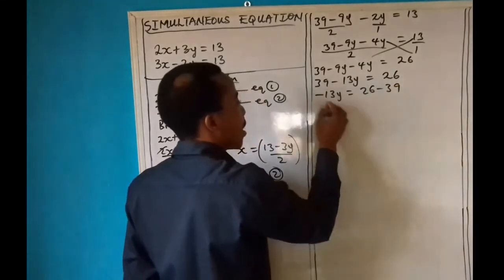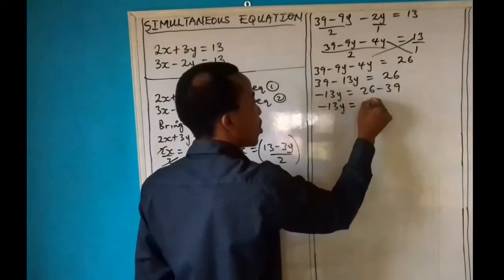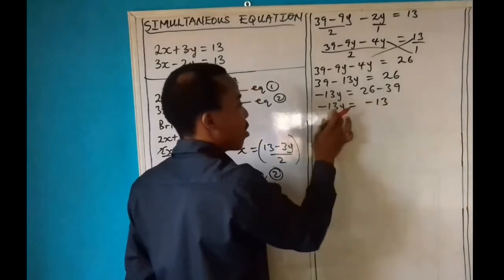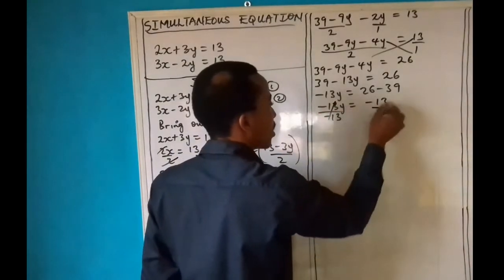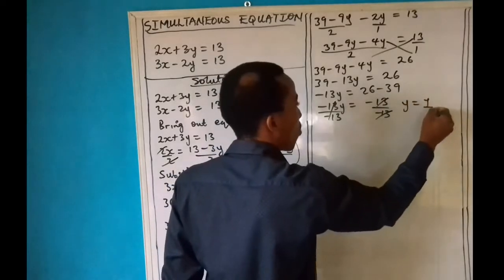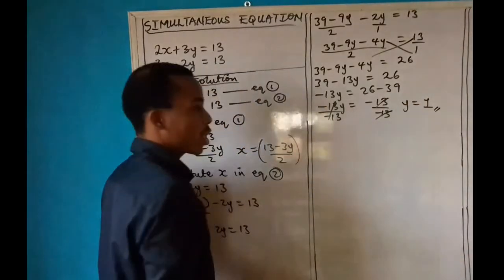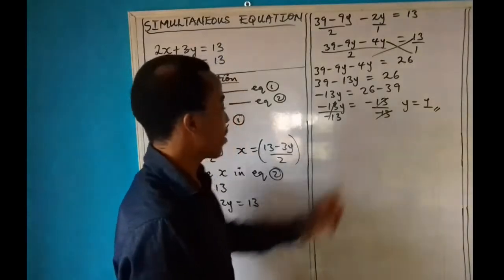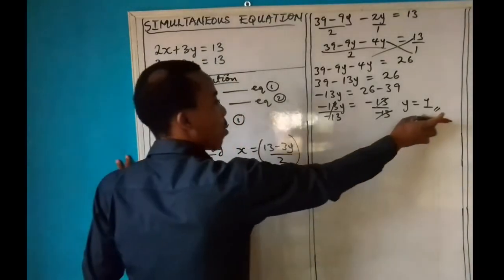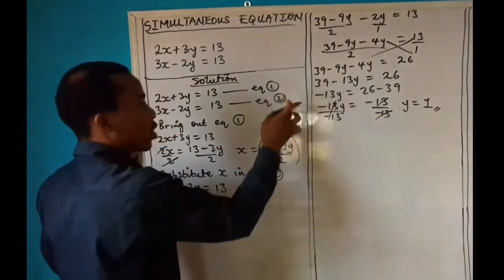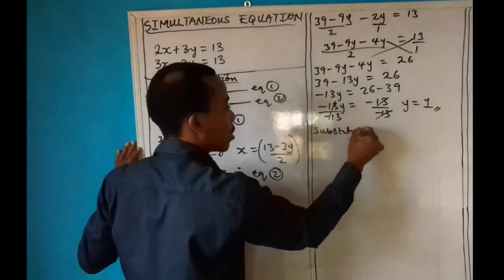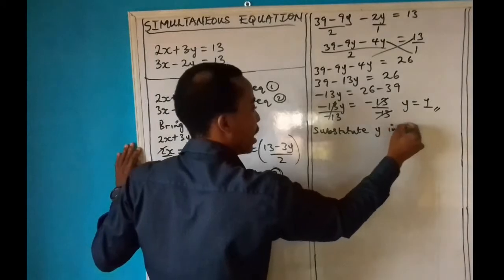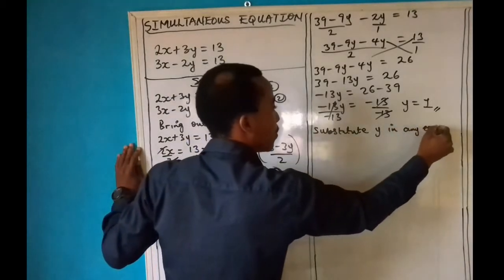Minus 13y will be equal to minus 13. To get the value of y, I divide both sides by minus 13. So y will be equal to 1. I've gotten my y as 1. So the last step for me is that I will substitute this y in any of the equations.